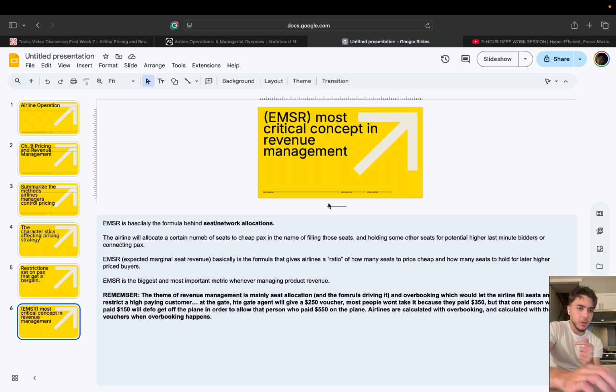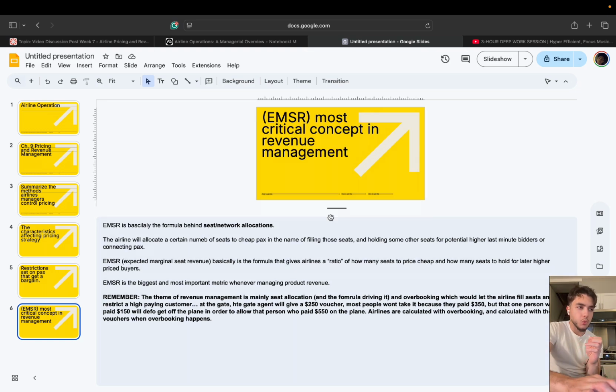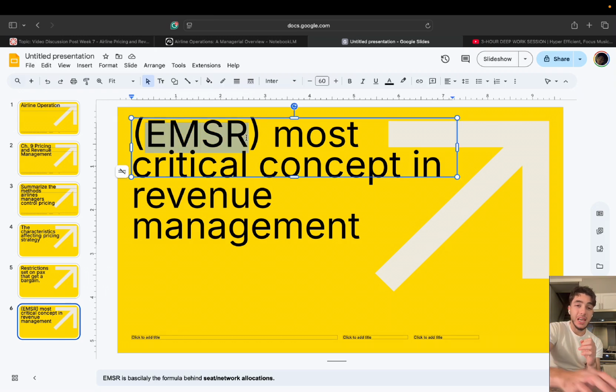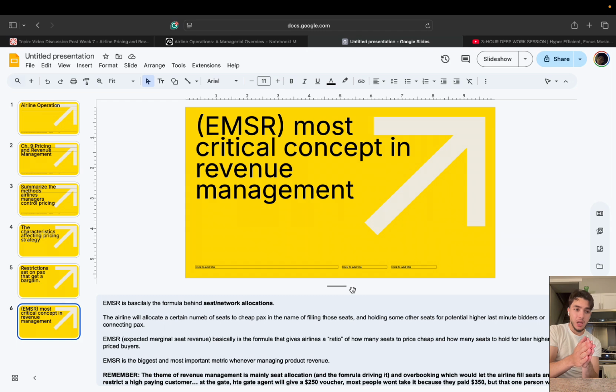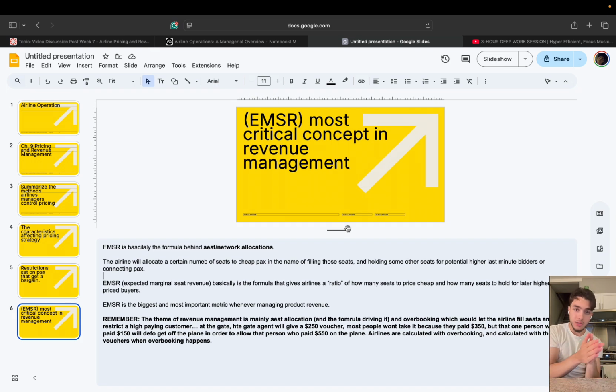All that stuff. And going back to seat allocation, which is probably the biggest thing in revenue management, the driving factor behind seat allocation is EMSR, which stands for expected marginal seat revenue. So EMSR is basically the brains and the formula behind seat and network allocations. Again, seat allocation is basically saving some seats for later for higher paying customers. EMSR is a metric that gives the airline a ratio of how many cheap seats to allocate and how many more expensive seats to hold. EMSR is really the most important metric whenever it comes to managing product revenue.